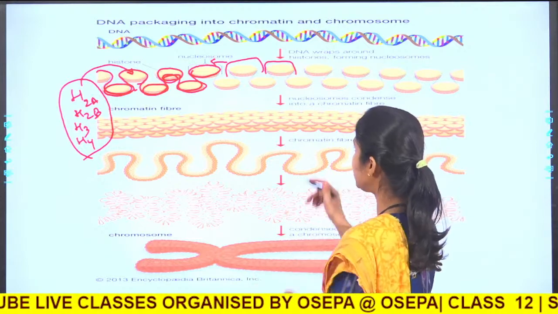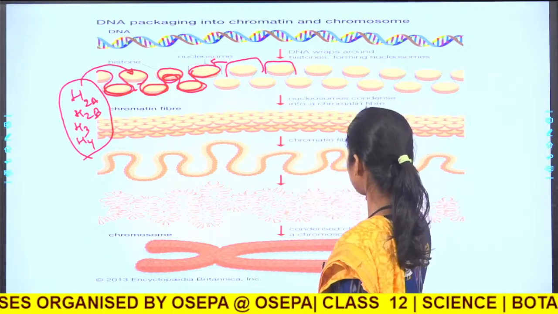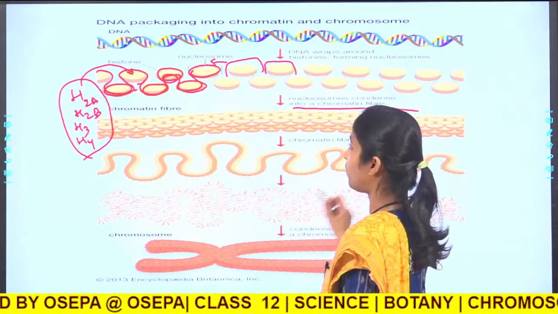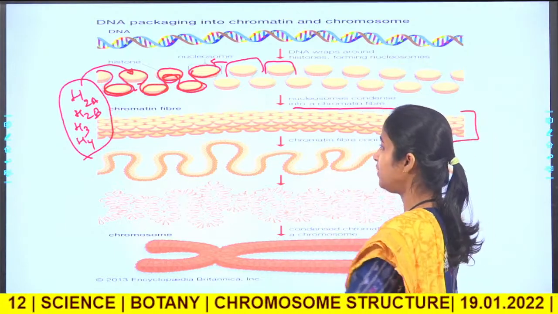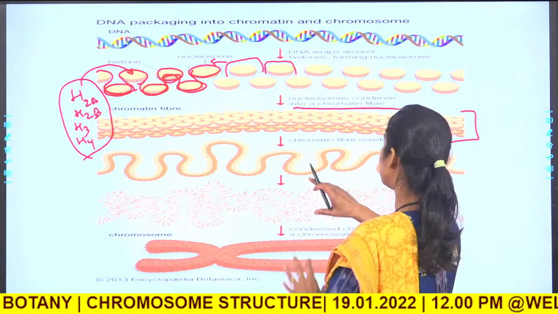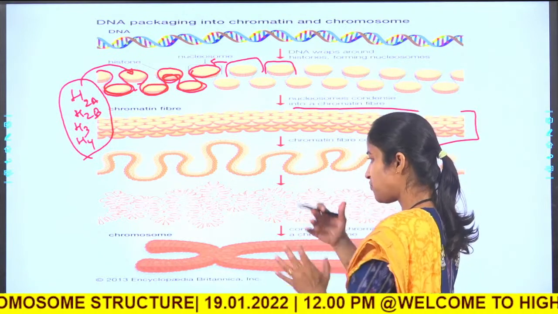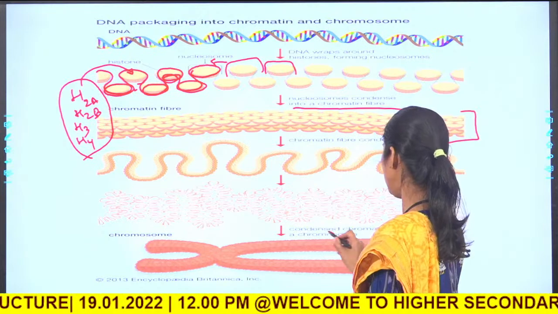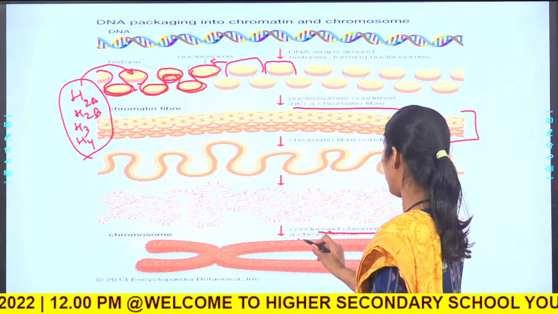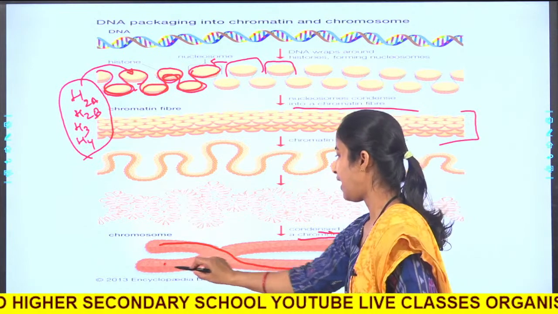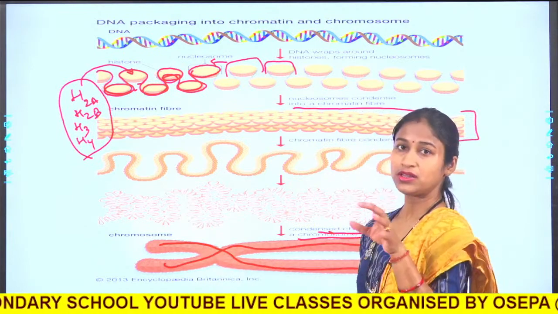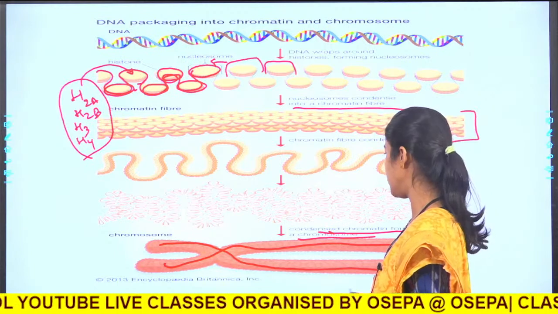So these nucleosomes condense into a chromatin fiber. This is the structure of a chromatin fiber, and the chromatin fiber condenses further, giving rise to the chromatin form of a chromosome. So these are the two chromatids, and in this way the chromosome is formed.